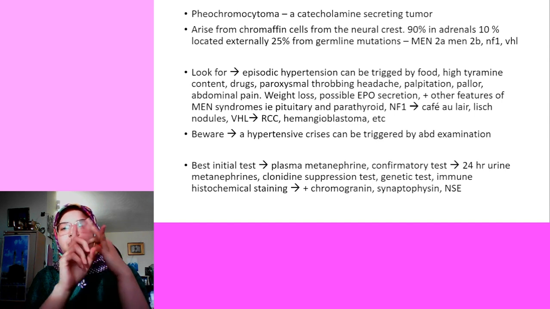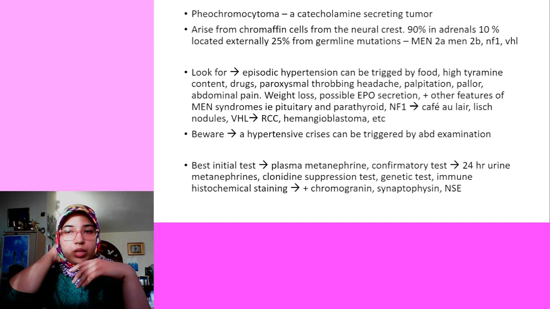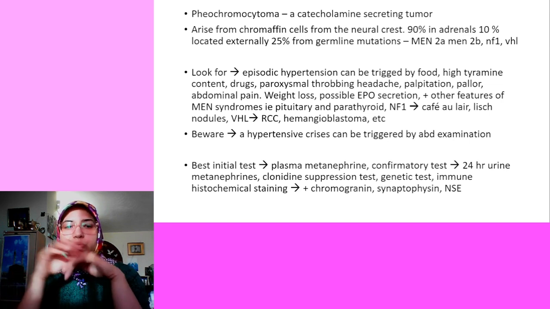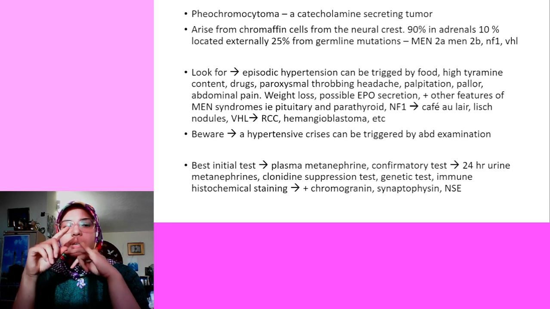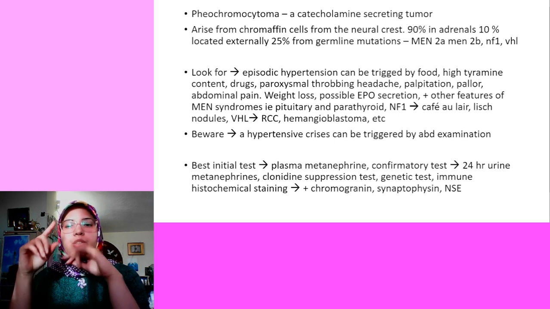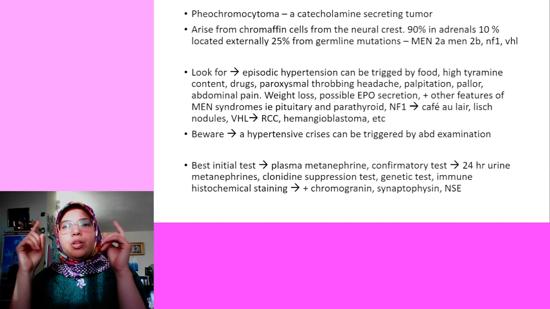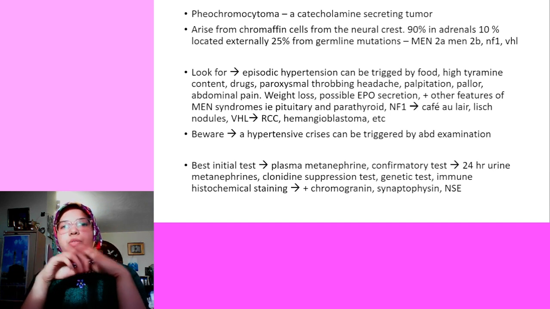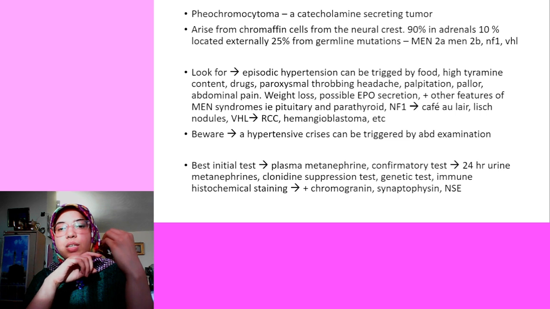You're going to have weight loss, you're going to have possible EPO secretion, plus other features of MEN syndromes and all the other features of the other associated conditions with it. So if you have MEN syndrome, you want to look for additionally pituitary symptoms or parathyroid issues. Neurofibromatosis type 1, you want to look for café au lait, Lisch nodules. VHL, you want to look for the whole constellation of a variety of tumors like renal cell carcinoma, hemangioblastoma, etc. Beware, hypertensive crisis can be triggered by abdominal examination if someone has pheo.